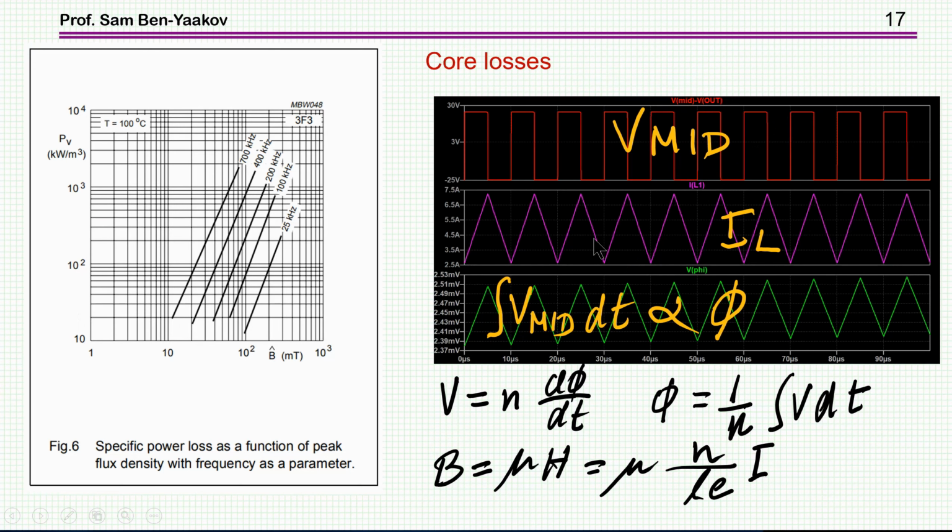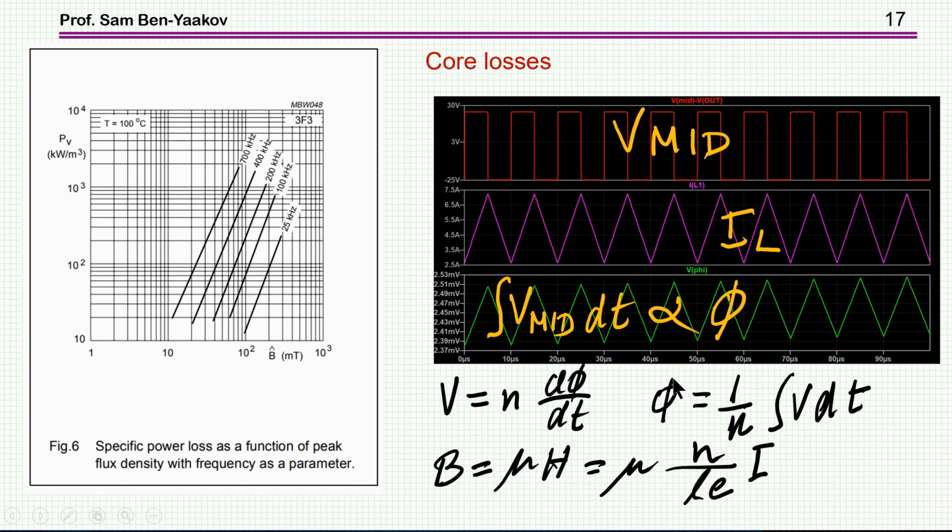Now what about core losses? Well, most inductors are built around a ferrite or some powder iron core, and the losses are a function of the magnetic flux density. This is for a given material, 3F3 of Ferroxcube, and we see here the magnetic flux density amplitude, and then as a function of the frequency, we get the loss per volume, and this is very typical of all ferromagnetic material. So once the inductor is built around the ferromagnetic material, there are some core losses which are a function of this B.